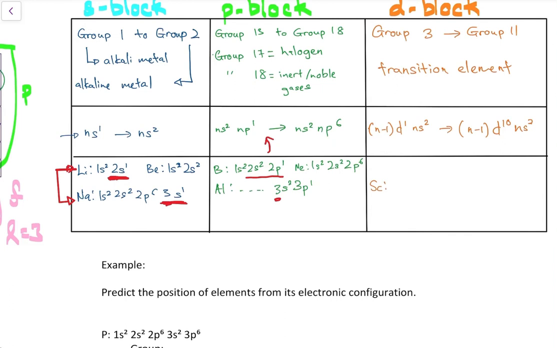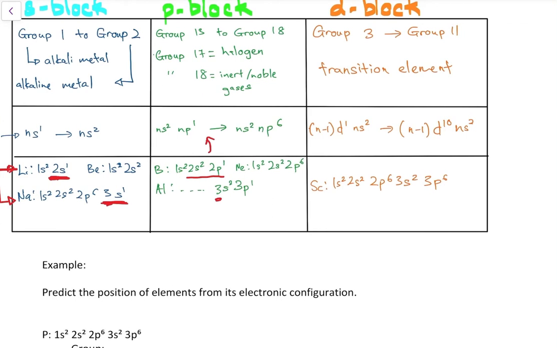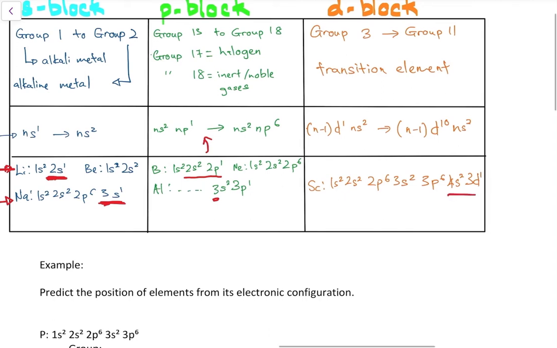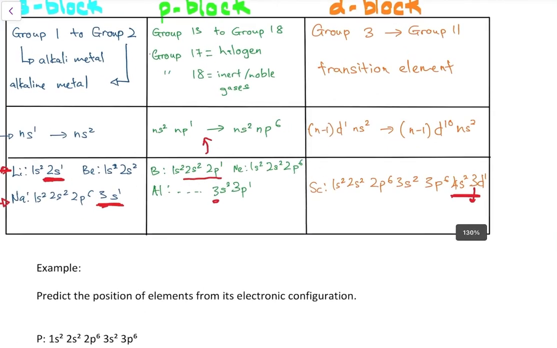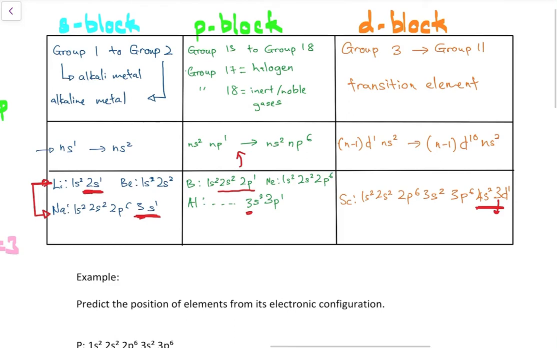So let's take scandium as an example. 1s2, 2s2, 2p6, 3s2, 3p6. So do we go with D first? No, we fill up 4s2 first, and then we fill up the 3d orbitals. So it gives you 3d1. So the valence electrons, as you can see, include an orbital that has a lower principal quantum number. Alright, okay. You'll see this clearer as we try the examples.